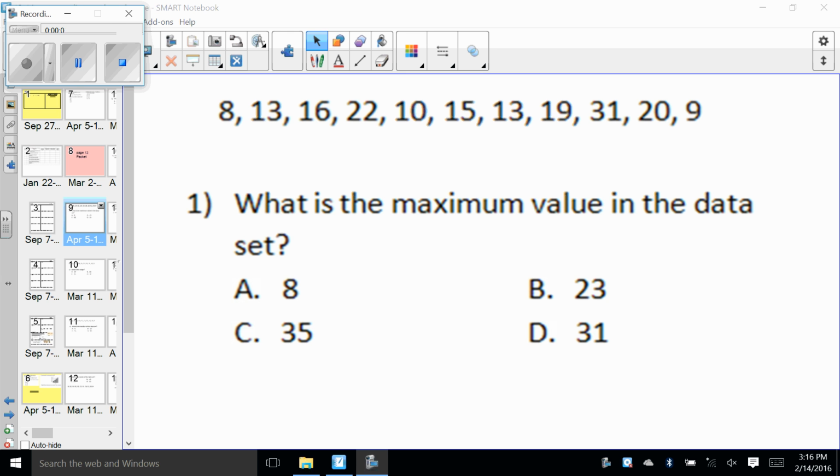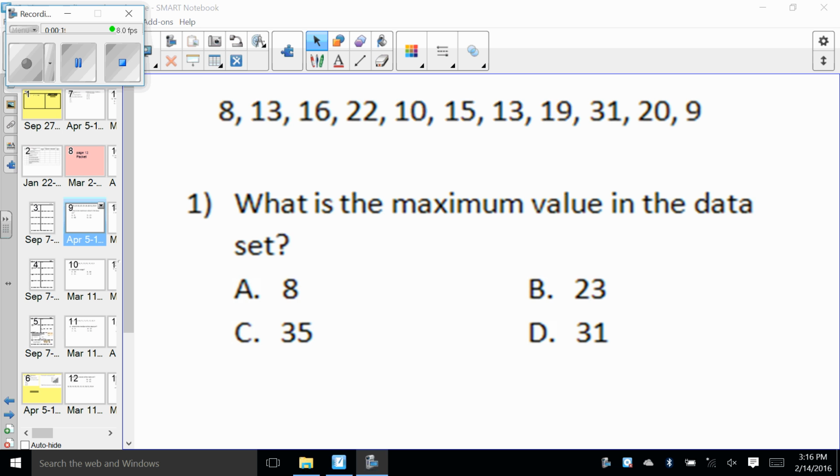Hey, seventh grade. So our learning target today is I can calculate mean, median, mode, range, and any kind of word problem related to those terms. So we're going to be filling out the boxes that are on pages 12 and 13 in your packet. So go ahead and flip to those pages 12 and 13, mean, median, mode, range.